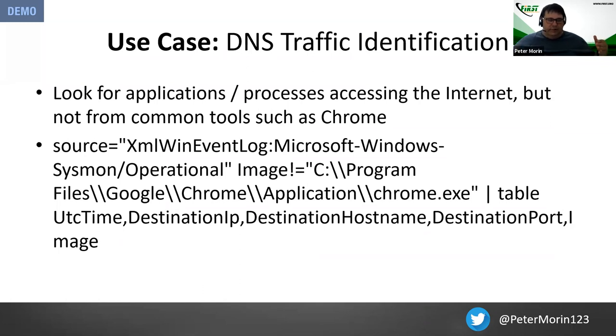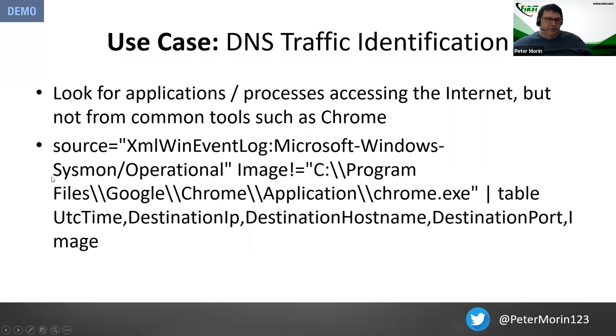So if I'm looking at a workstation, for example, any traffic over port 80 or 443 that's going to the internet that is not through Chrome, because that's typical, I want to log. So if I look at that from a Splunk perspective, I've got my source, which is my operational Sysmon log. And then I'm saying image is not equal to C:\Program Files\Google\Chrome\Application\chrome.exe. And then I'm displaying it in a table.